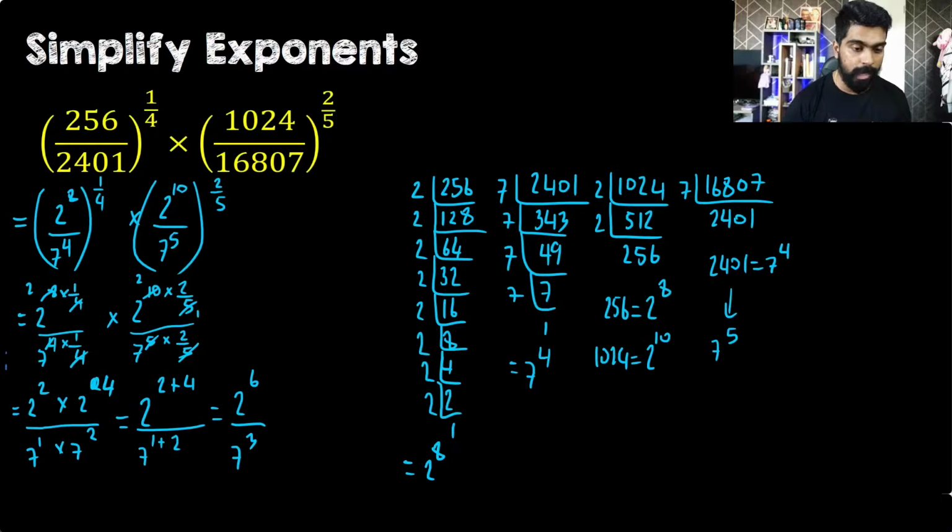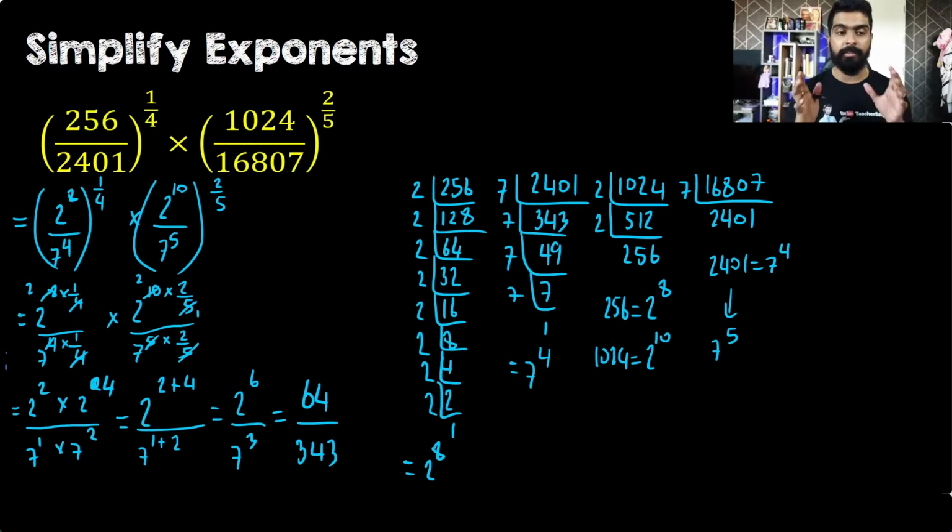Now what do we have for 2 to the power of 6, guys? So we have 2, 4, 8, 16, 32, 64. So 64 over 7 to the power of 3, which is 7 times 7 times 7, is 343. Alright guys, and that is how we would solve or simplify exponents.